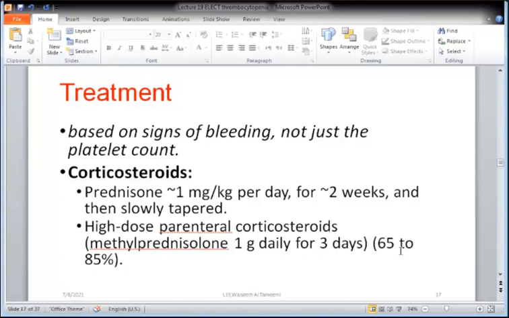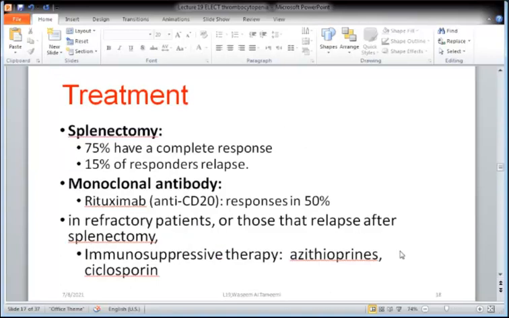In a patient with very profound thrombocytopenia, it may get a rapid response within the first week of the treatment. Second choice treatment, if the patient failed to respond to steroid, I have to think about splenectomy. We said before that the site of removal of the platelets is the spleen. Therefore with splenectomy, 75% of the patients may get a complete response. But with this, 15% may relapse after splenectomy.